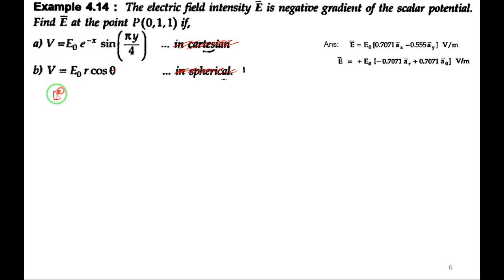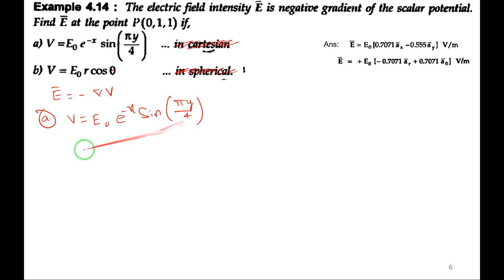So we know the relationship between E and V. E is equal to minus del V, right? So V is given, V is equal to E naught e to the power of minus x sine of pi y by 4. So I want minus del V. First we'll calculate del V.